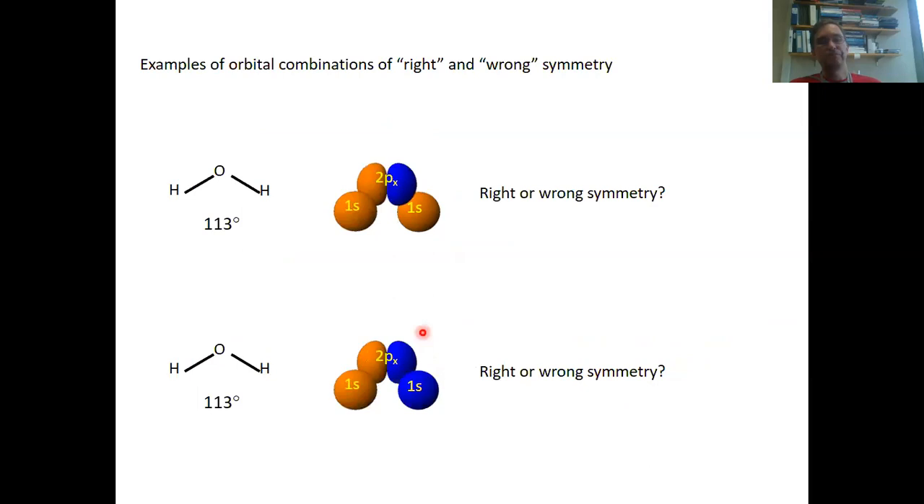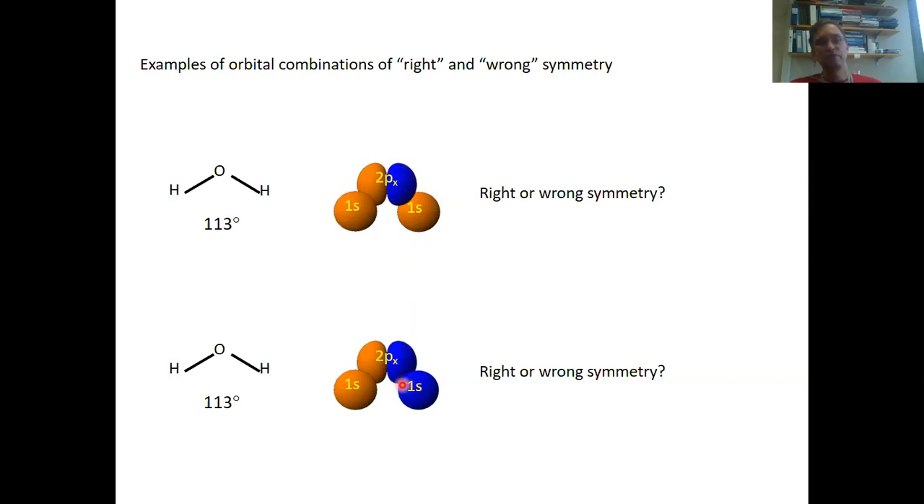All right, here's one more example. Finally, we look also at the 2px orbital of the oxygen and its interaction with the 1s orbitals of the hydrogen. So you see, if we choose the algebraic signs of the 1s orbitals to be the same, then the bonding and antibonding interactions cancel out. The constructive interference between this 1s orbital and this lobe here is equally strong as the destructive interference between this 1s orbital and that blue lobe here.